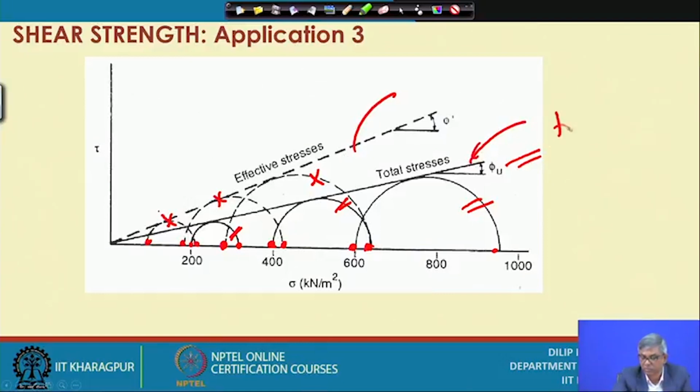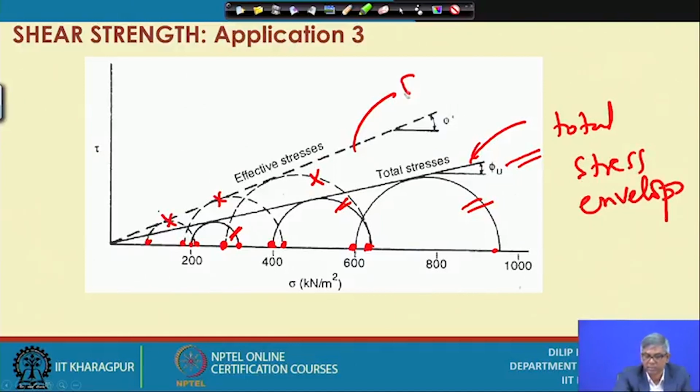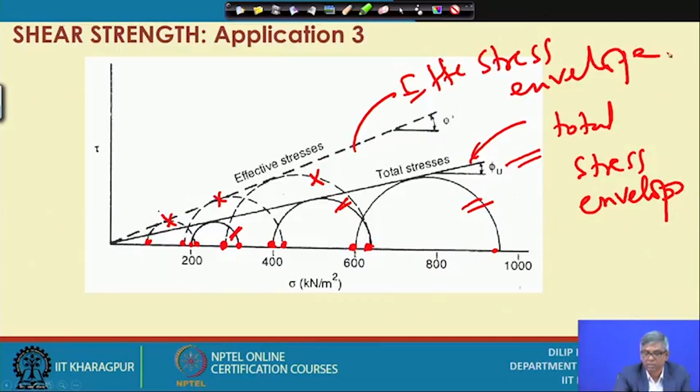So, this is actually the total stress envelope and this is the effective stress envelope. And directly by measuring I can find out what is phi dash, what is phi u.